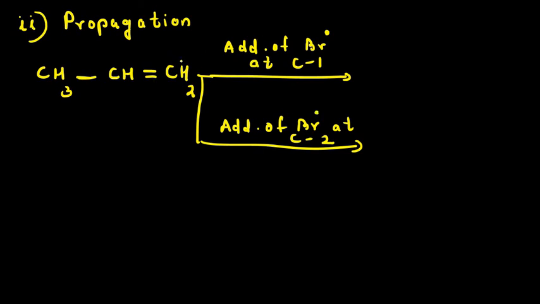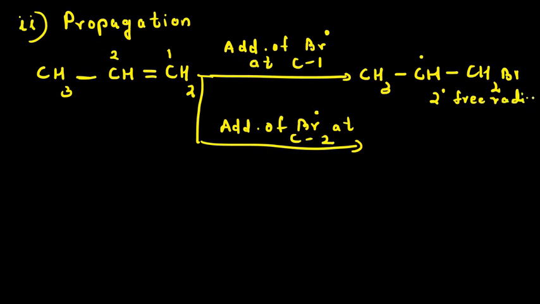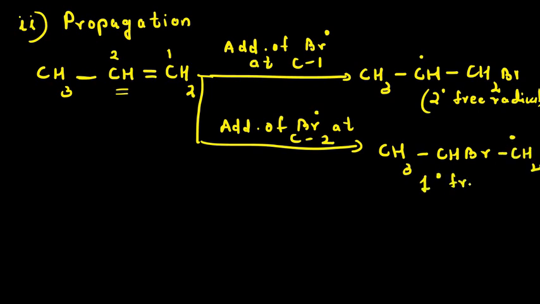This bromine free radical attacks the alkene. For better understanding, let this one be our first carbon and this one our second carbon. If bromine adds to carbon 1, we get CH3, CH free radical, and CH2Br. This is a secondary free radical. Similarly, when the bromine free radical attacks the second carbon, our product will be CH3, CHBr, CH2, a primary free radical.